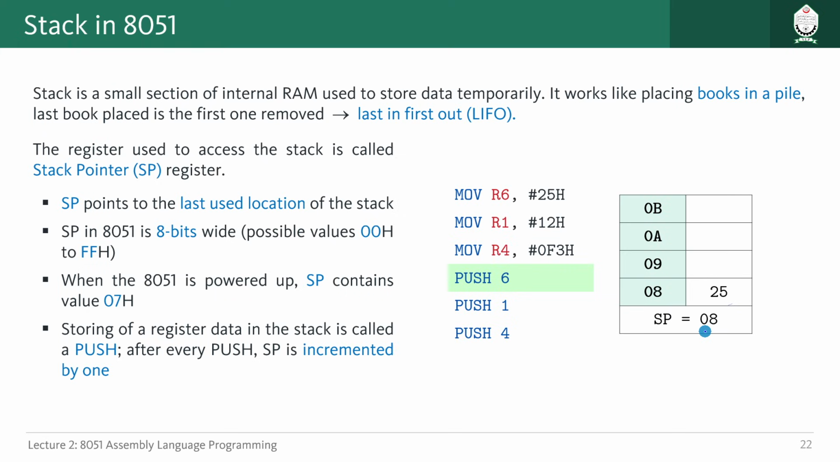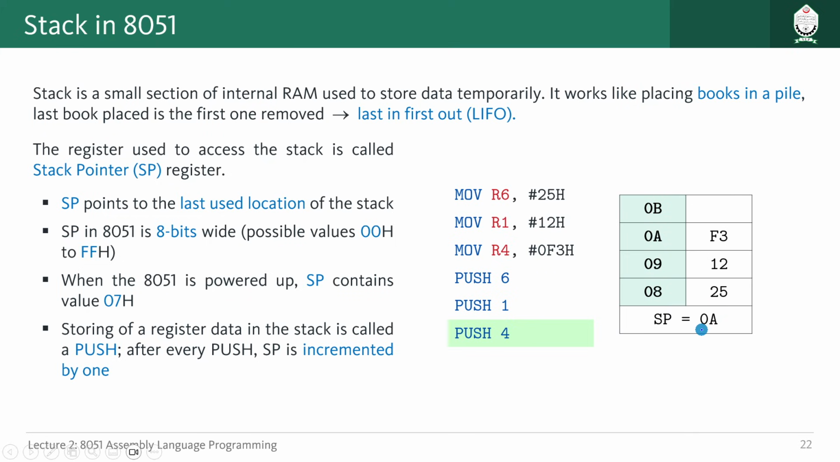Next, let us go to the next line. Now we have pushed R1, that means we have pushed the value of R1 onto the stack, which was 12. This value was stored here. As a result, the stack pointer has increased by 1. Right now the value is 9, and 9 denotes the last used location of the stack. If we go to the next line, now we have pushed the value of R4 onto the stack, which is F3. Now the current used location of the stack is 0A. That's why SP has incremented by 1 and the current value of SP is 0A. So in this way it actually works.